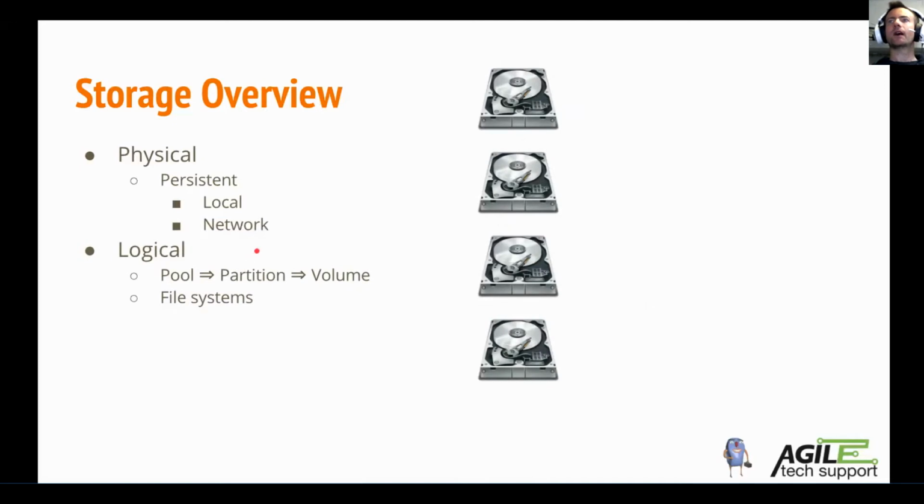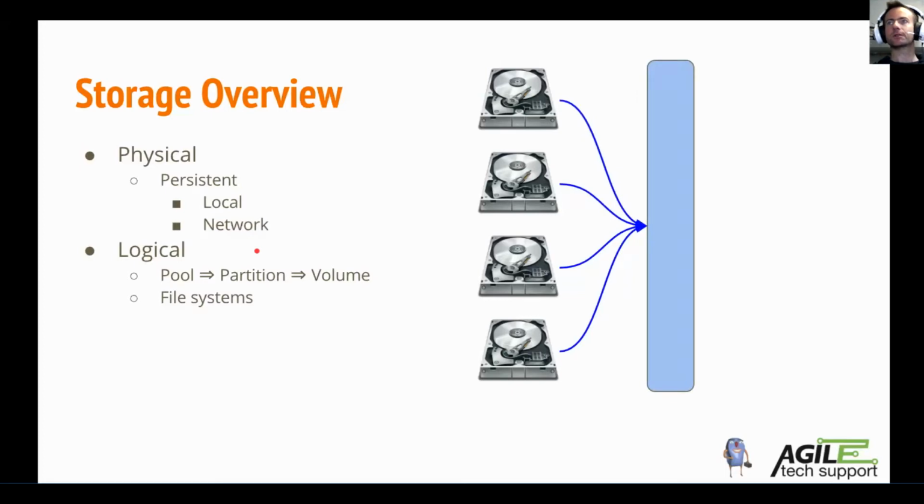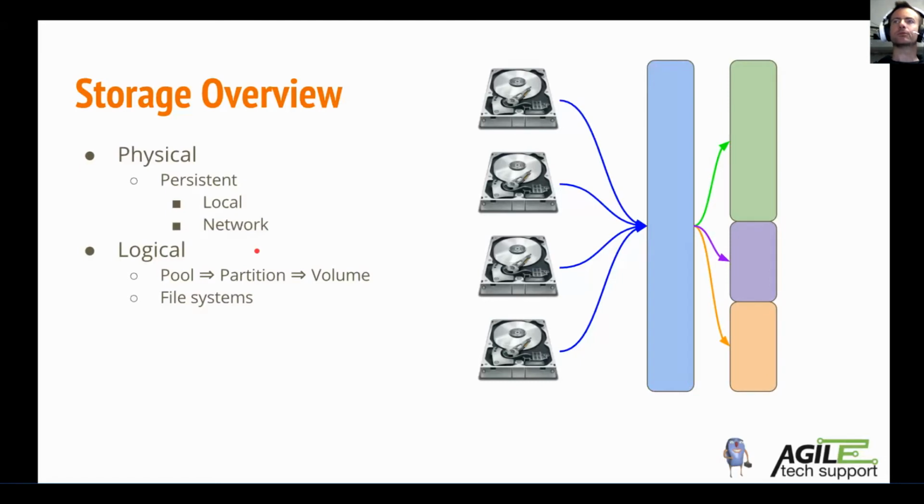Logically, the host machine will see a storage pool, which may be made up of multiple physical devices across multiple network locations. From that pool, the system administrator will have set up logical partitions that reserve certain areas of that pool for certain tasks. Each partition uses its own logical file system to manage data, and each OS has its own rules on what file system it can interact with.